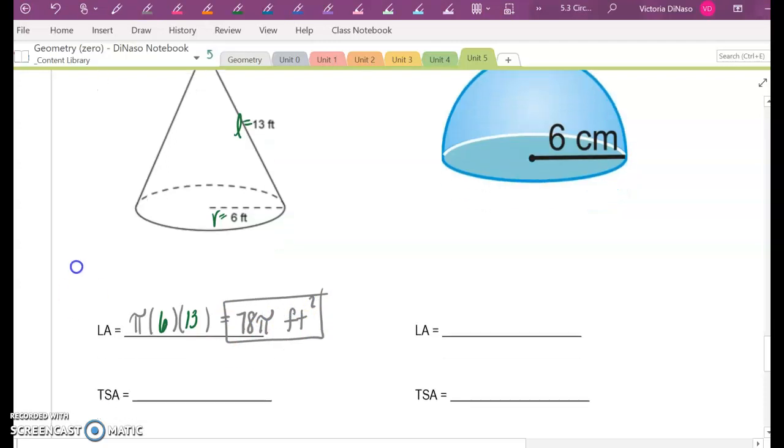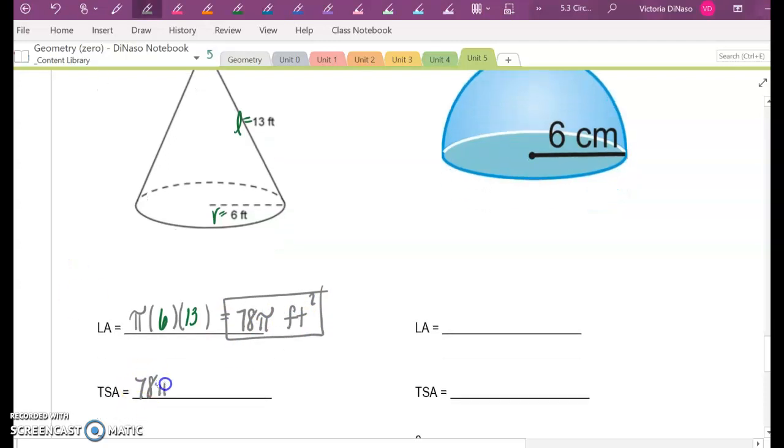Next, we have our total surface area. So we take that 78 pi, and then I'm going to add the base, which is pi r squared. So we have pi 6 squared. So we have 78 pi plus 36 pi. Type that in our calculator. 78 plus 36 gives us 114 pi, and then we have feet squared.